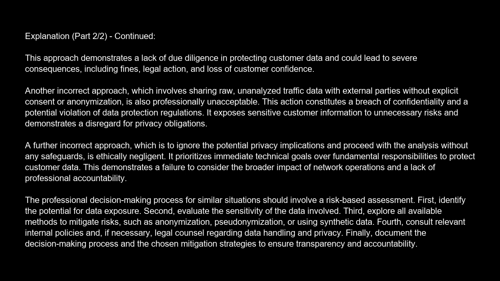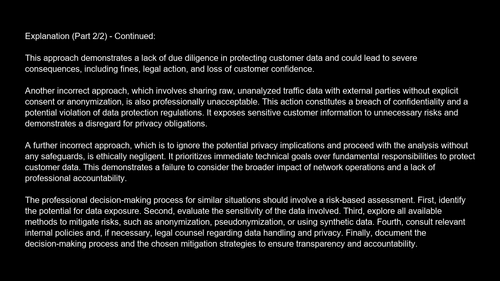Another incorrect approach, which involves sharing raw, unanalyzed traffic data with external parties without explicit consent or anonymization, is also professionally unacceptable. This action constitutes a breach of confidentiality and a potential violation of data protection regulations. It exposes sensitive customer information to unnecessary risks and demonstrates a disregard for privacy obligations.